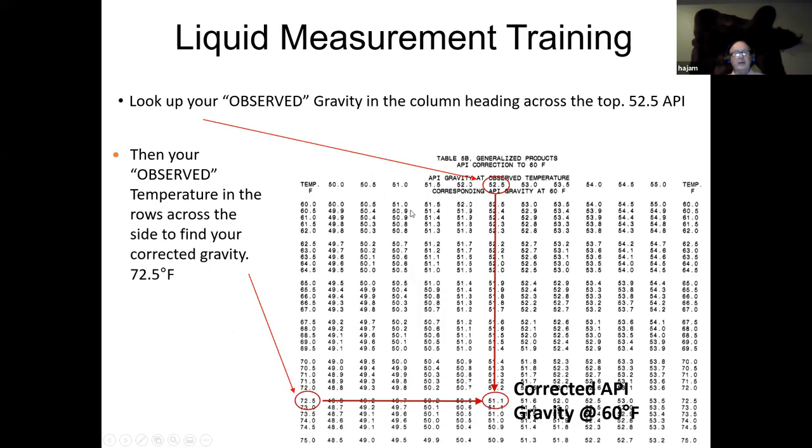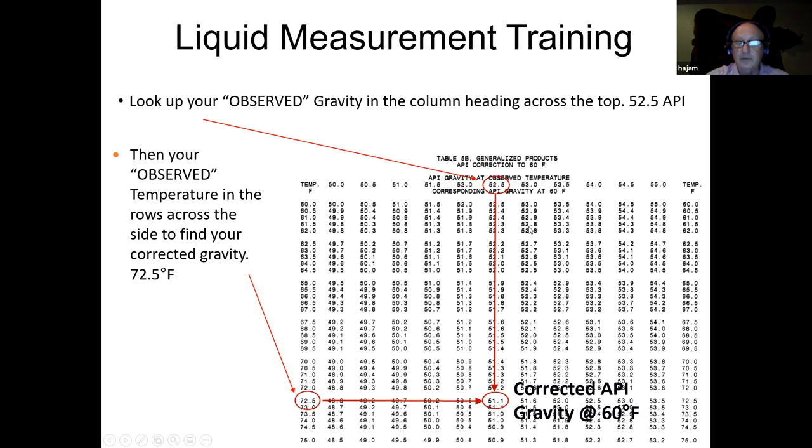Now, we're going to use an example here. The observed gravity was determined to be 52.5 API, and the observed temperature was 72.5. This is just an example. What we do is pull out table 5A. I could not find a 5A chart to demonstrate this, so the example I'm using here is generalized products, table 5B, which is for refined products such as fuel oil and gasoline. Make sure it says table 5A, which is for generalized crude oils.